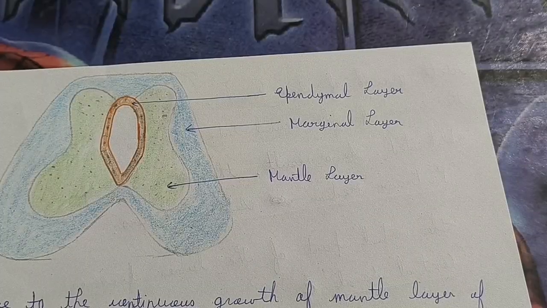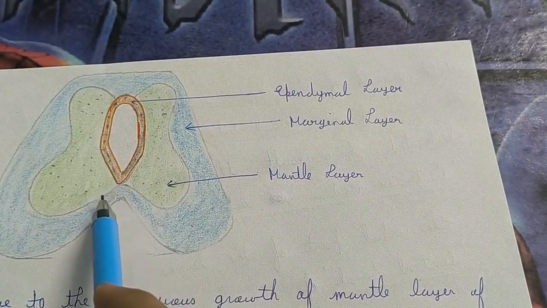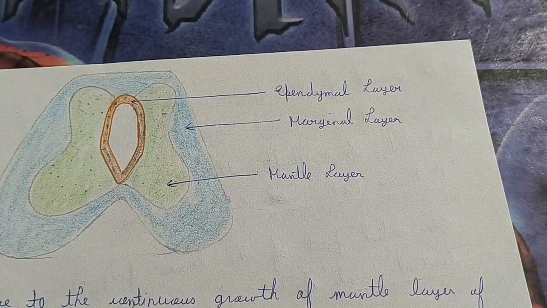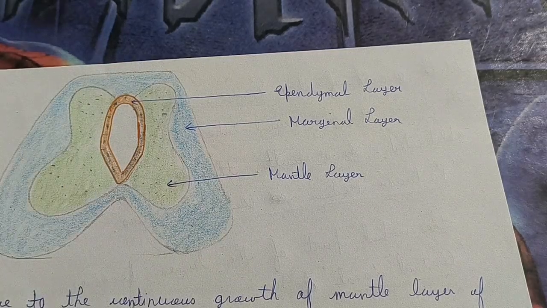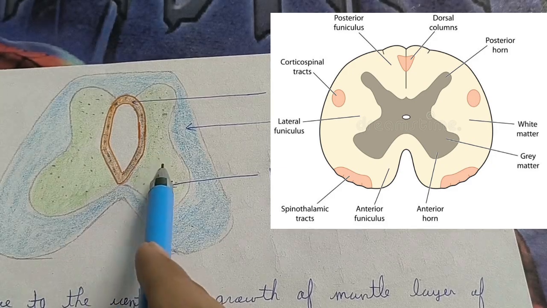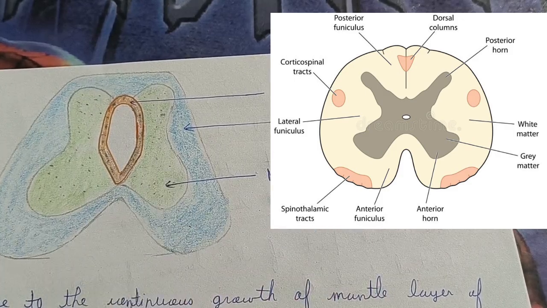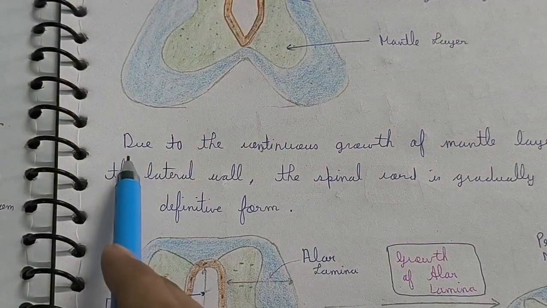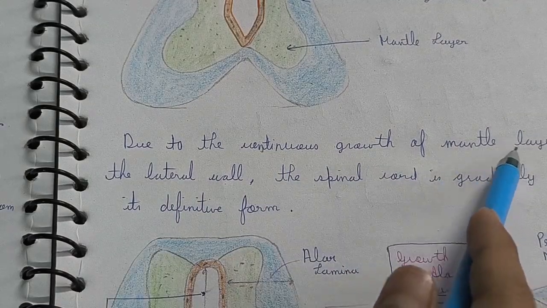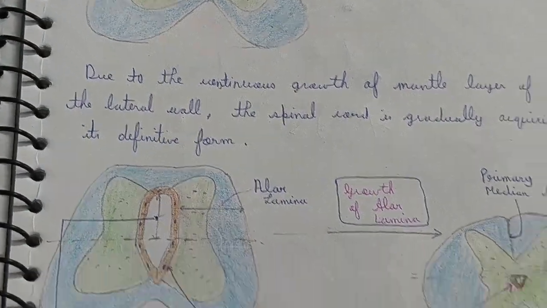So if you see, this spinal cord is slowly acquiring its normal definitive form of the adult, as you see on this screen. Why? Because of the faster or continuous growth of this middle layer, the mantle layer. So due to the continuous growth of the mantle layer of the lateral wall, the spinal cord is gradually acquiring its definitive form.